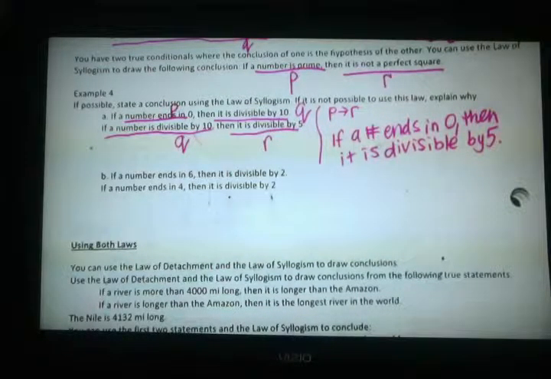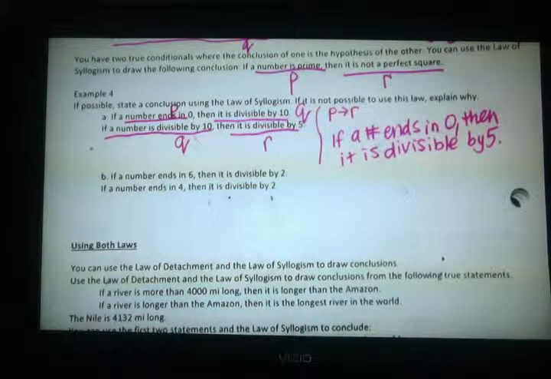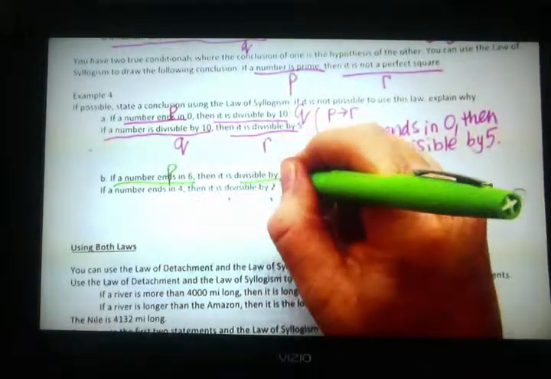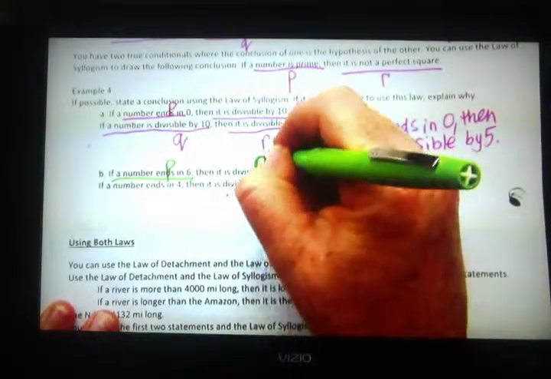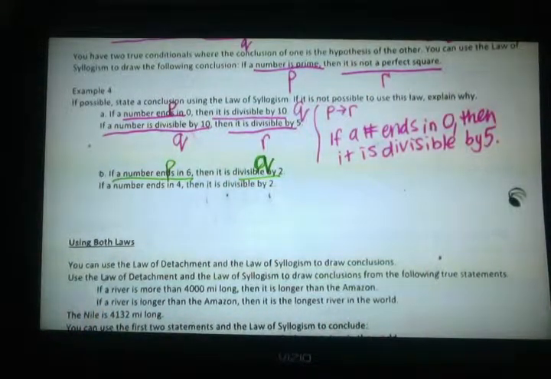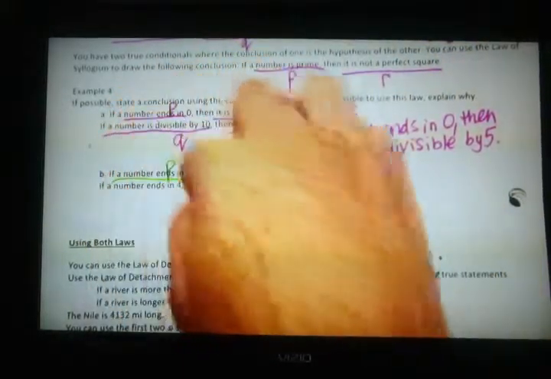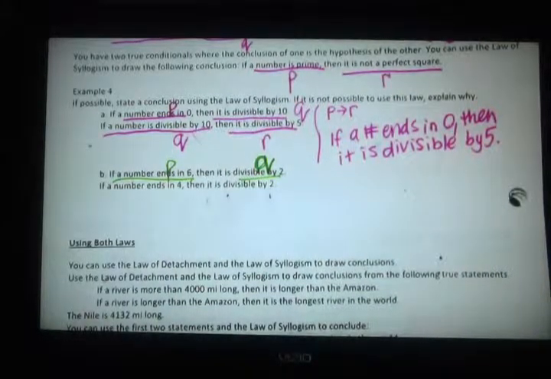So let's look at B. If a number ends in 6, then it is divisible by 2. If a number ends in 6, P, then it is divisible by 2, Q. Well, is that true? Yeah. Oops, this is Q, sorry. If P, then Q. Okay, yeah, that's definitely true, because 2 goes into 6, so if something is divisible by 6, it's also divisible by 2.